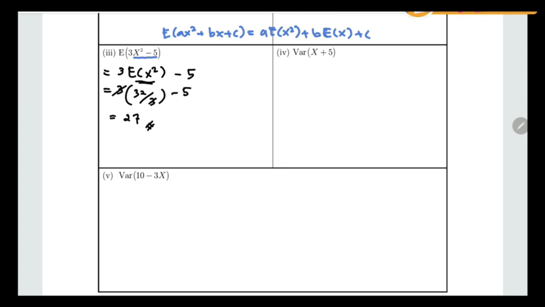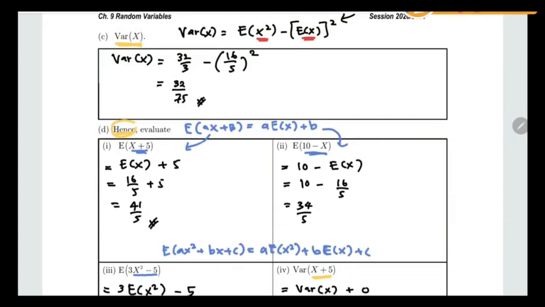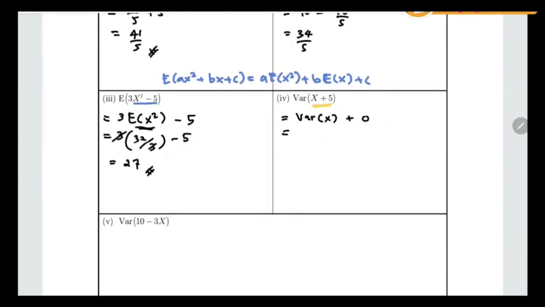Okay, this one is for the variance. If we have to find the variance of x plus 5, we are going to use the property that the variance of x plus 5 equals the variance of x plus 0, because the variance of a constant is equal to 0. The variance of x we already calculated in part C, which is 32 over 75. We just substitute here, which is 32 over 75.